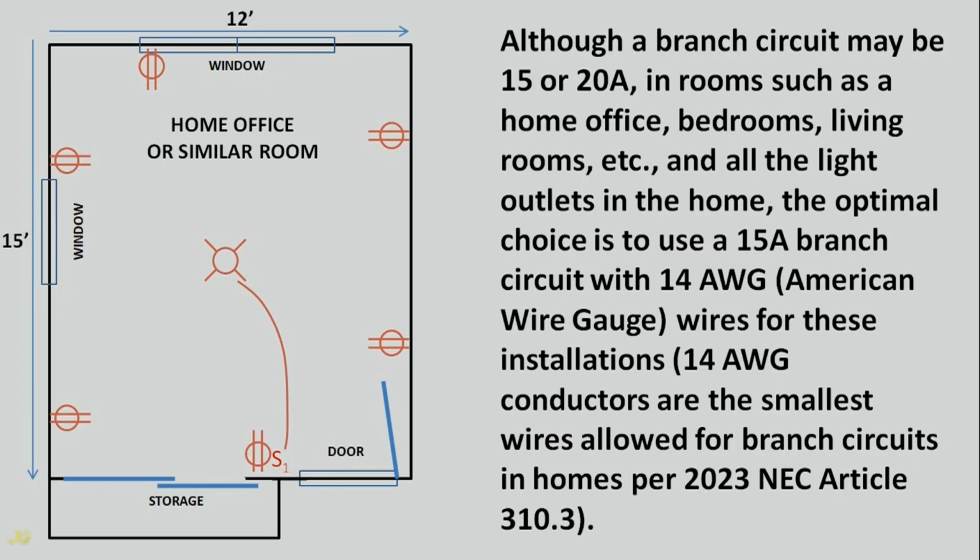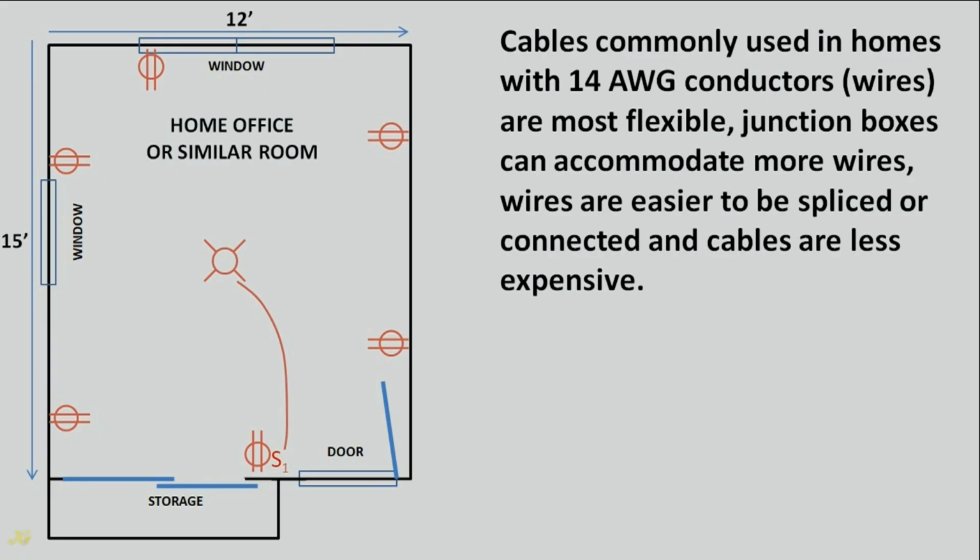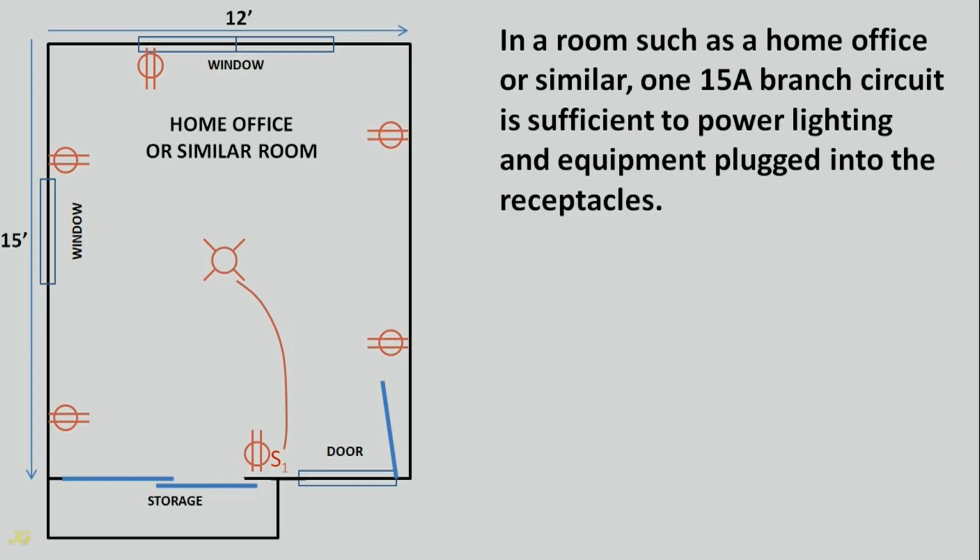14 gauge conductors are the smallest wires allowed for branch circuits in homes per 2023 NEC Article 310.3. Cables commonly used in homes with 14 gauge conductors, wires, are most flexible. Junction boxes can accommodate more wires, wires are easier to be spliced or connected, and cables are less expensive. In a room such as a home office or similar, one 15 amps branch circuit is sufficient to power lighting and equipment plugged into the receptacles.